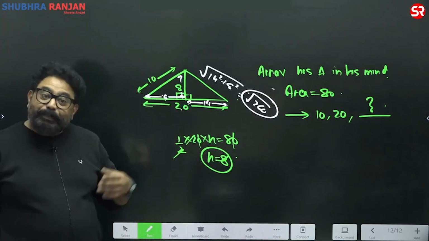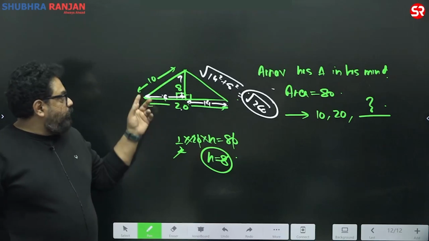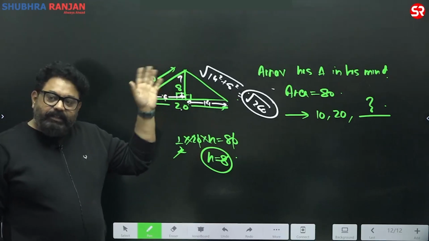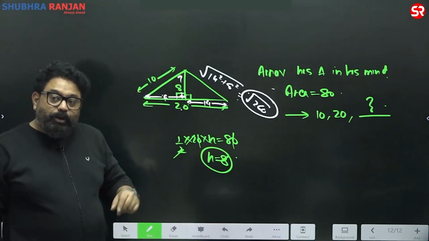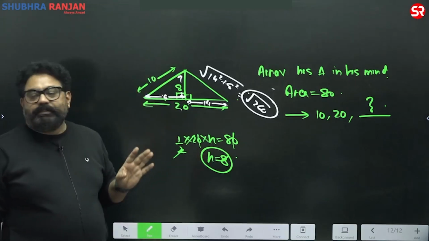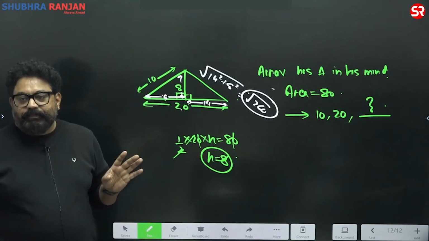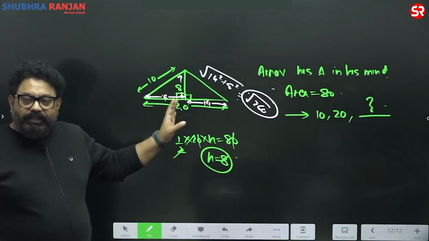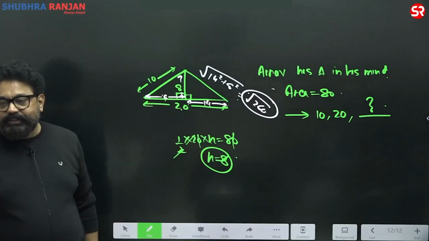How do you get it? I have practiced a lot, so I know. I can do it by 10 also. 10 base, I can do it that way also. But then it would be an obtuse triangle. This is an obtuse triangle. Isn't it? So I won't get into it. So this is the way it is, right?